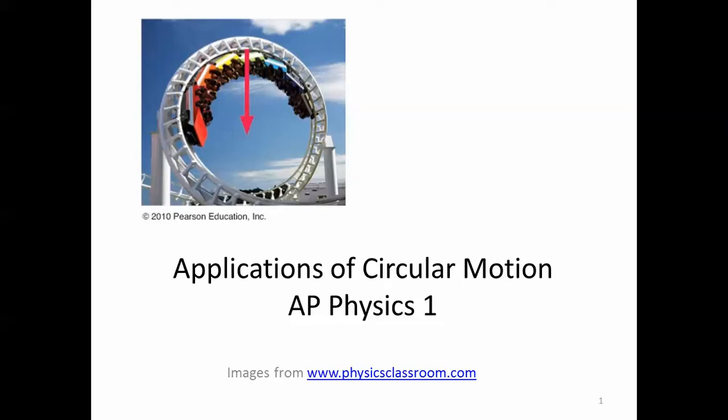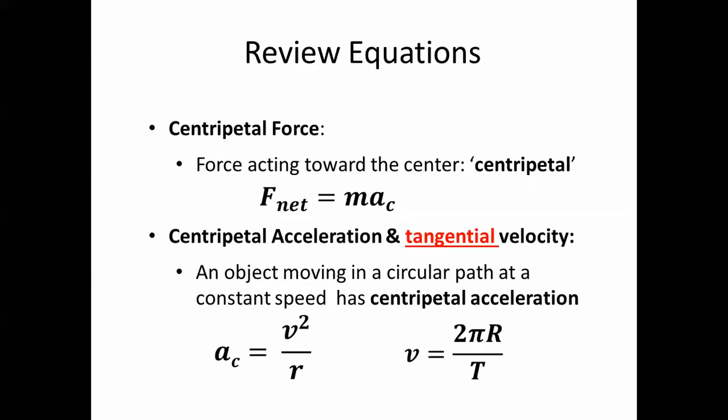In the last lesson, we talked about centripetal force and centripetal acceleration. Centripetal force is when an object is traveling at a constant velocity and there's a force acting toward the center. It's defined as mass times centripetal acceleration. And centripetal acceleration is defined as velocity squared over the radius. Sometimes we refer to this velocity as tangential velocity because it's the velocity along the tangent of a circle.